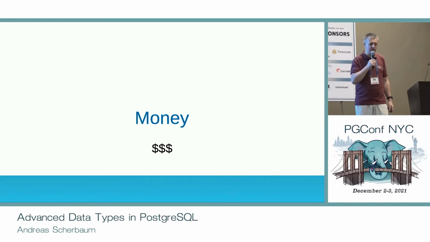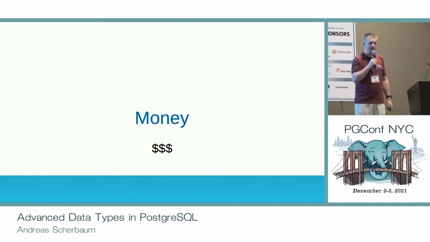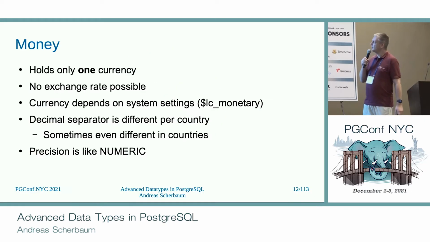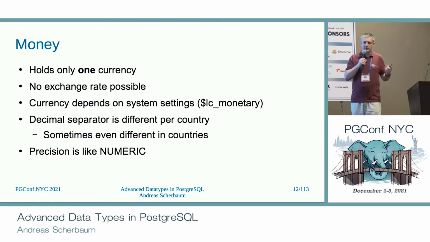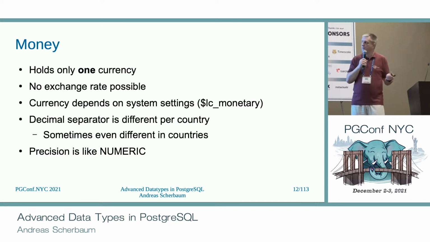Well, first data type, money. Anyone ever use the money data type? Good. We tried to remove it a couple of times. It's still there. If you ever find someone saying use money, please don't. I'll tell you why. It actually only holds one currency, and it comes with a currency. You cannot just remove it. There's always a currency attached to it. You cannot use it for any kind of exchange rates. That's not how it works.